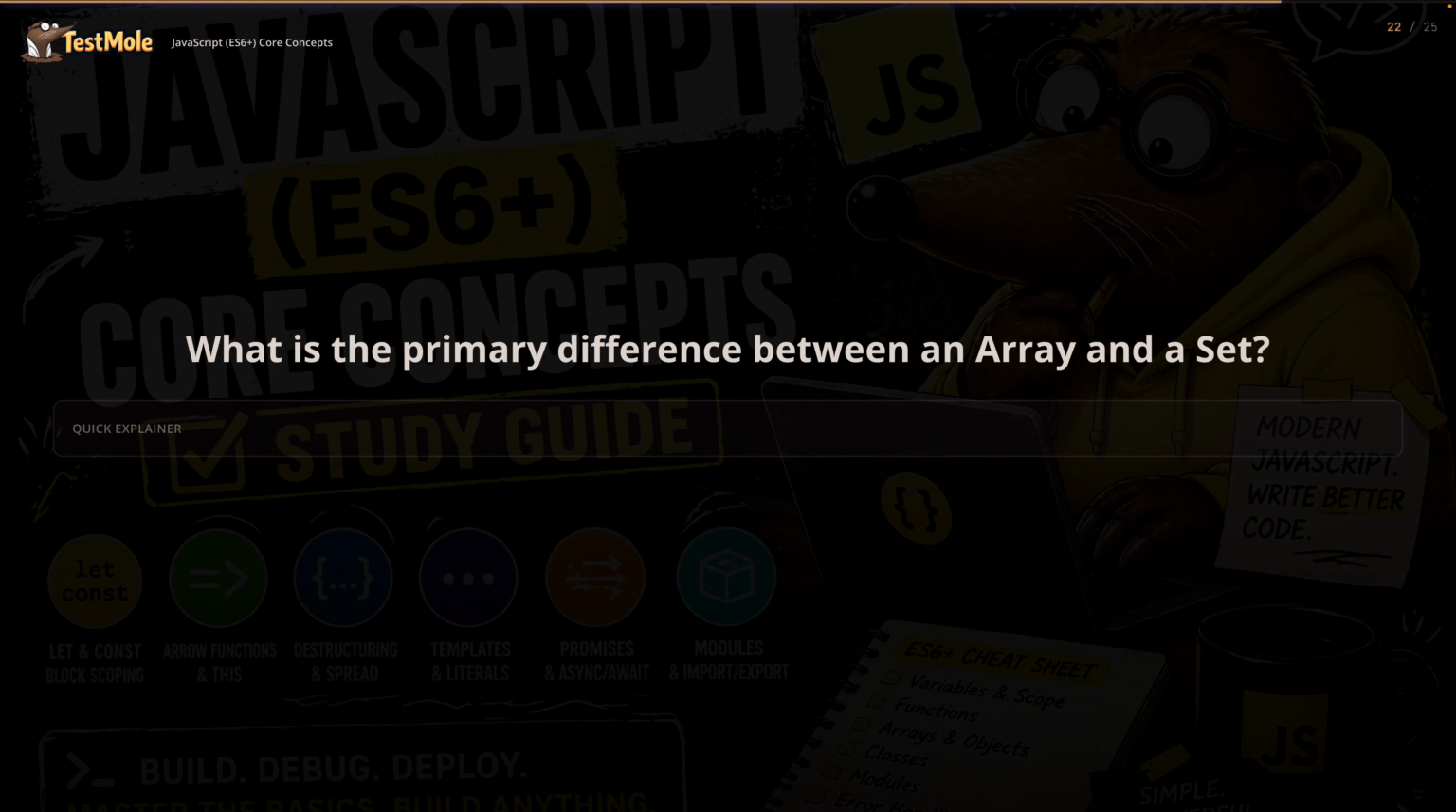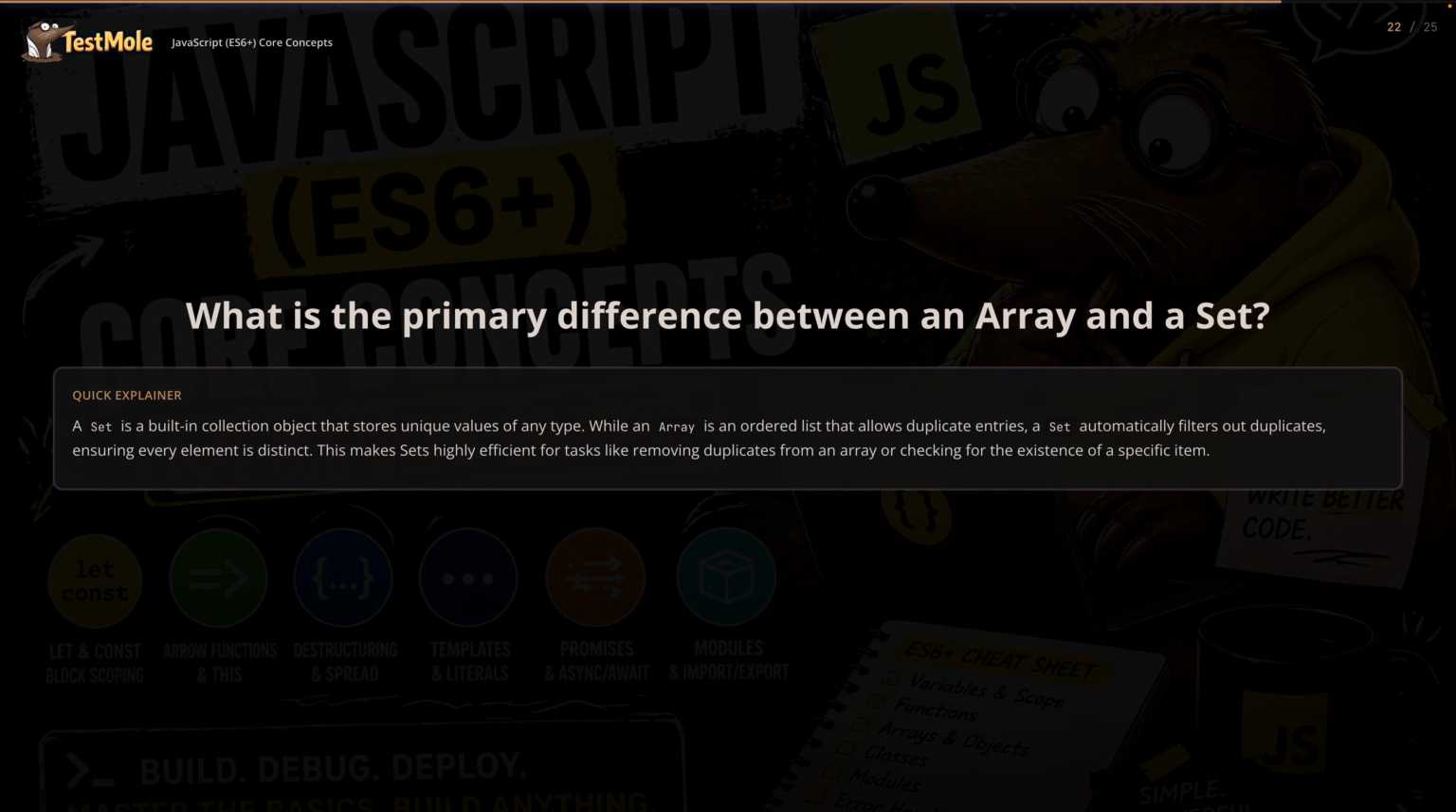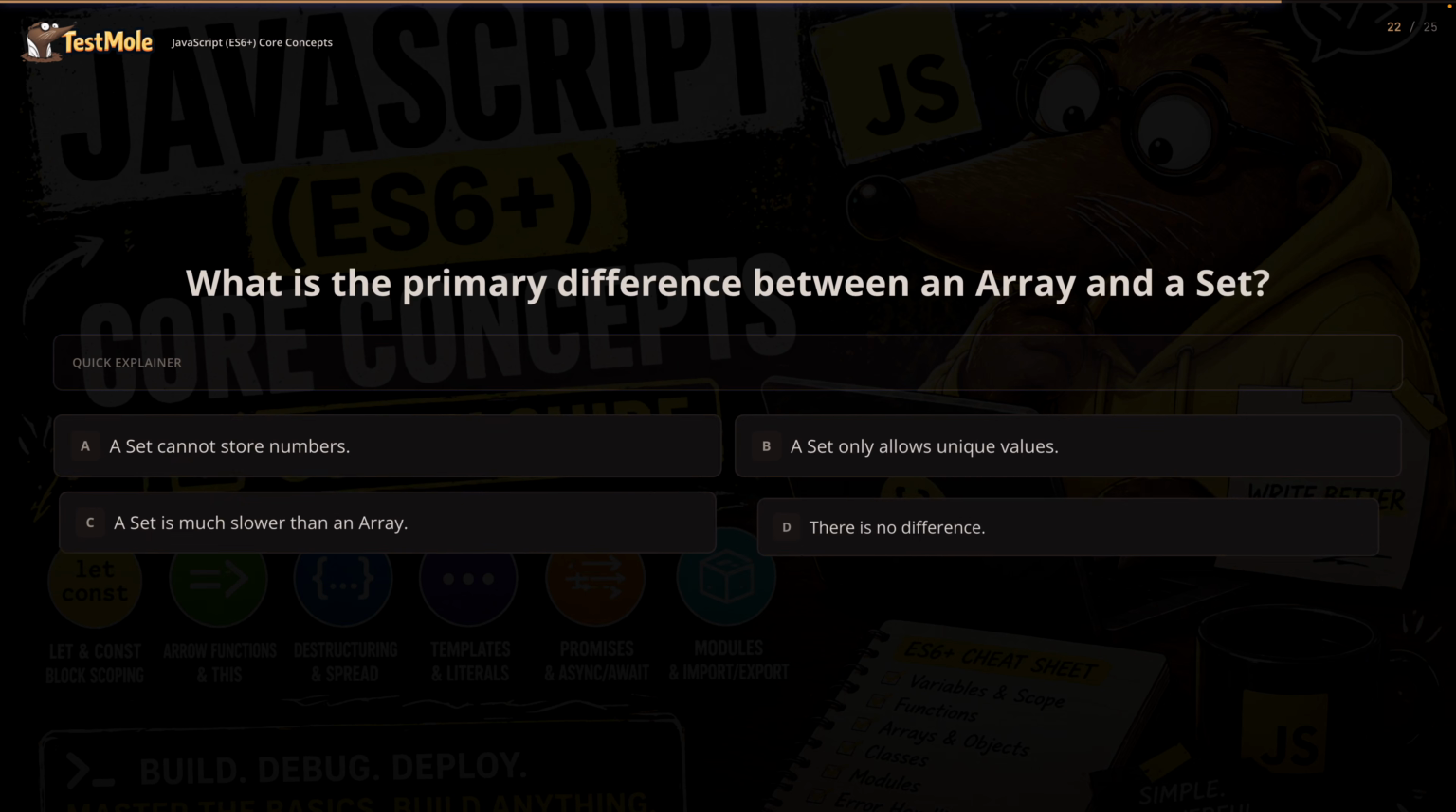What is the primary difference between an array and a set? A set is a built-in collection object that stores unique values of any type. While an array is an ordered list that allows duplicate entries, a set automatically filters out duplicates, ensuring every element is distinct. This makes sets highly efficient for tasks like removing duplicates from an array or checking for the existence of a specific item. Let's review the options.